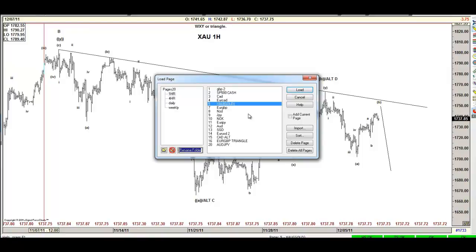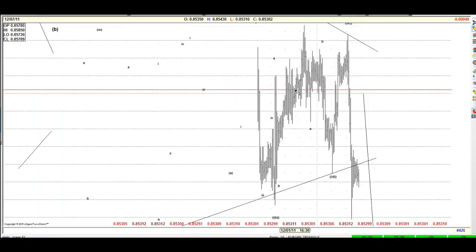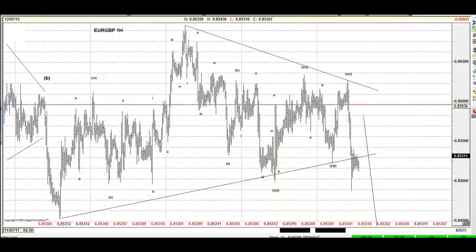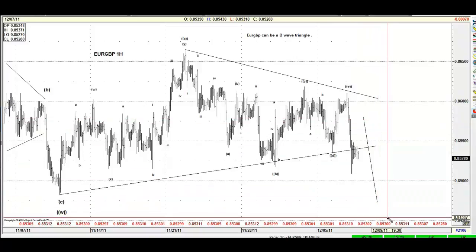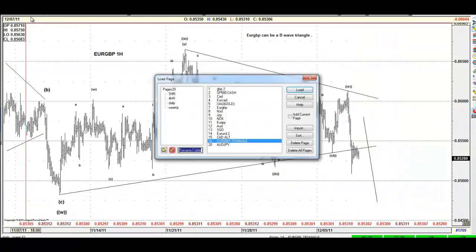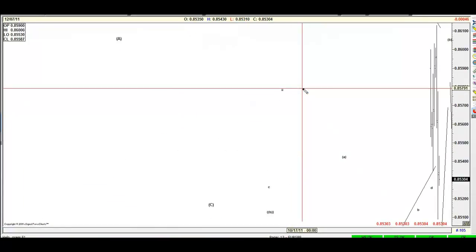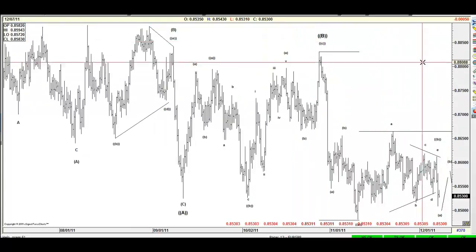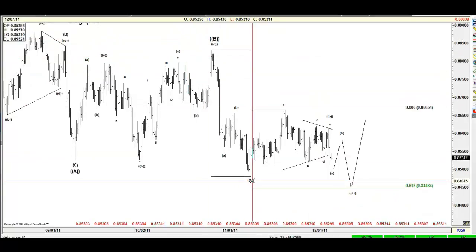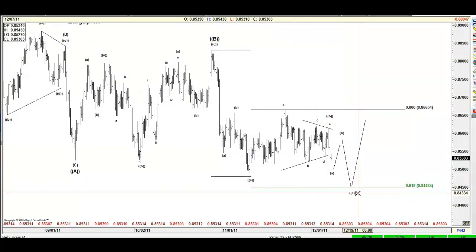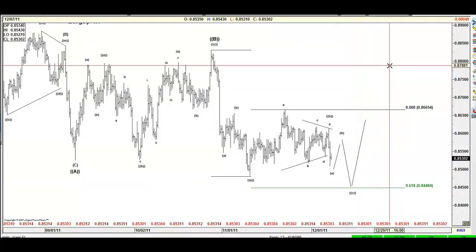Now, what else? On the euro pound, like we've been mentioning, there is a possibility that this is a triangle B wave. If that is the case, then we're going to go lower in 3 waves to around 84 in the euro pound. Like it's shown here in the 4-hour chart, look. We have A, triangle B, and lower to 84.48 before higher.